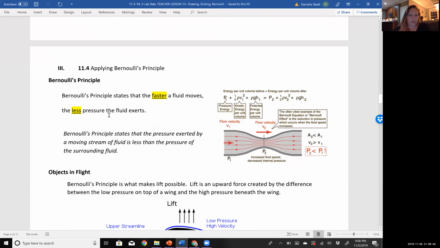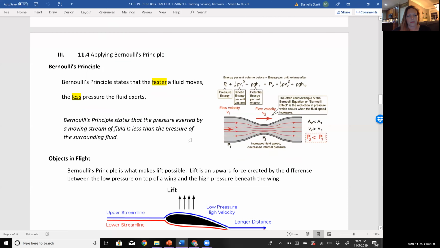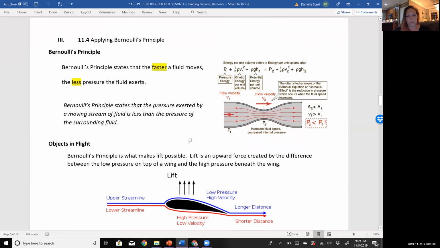Bernoulli's principle. Okay, Bernoulli's principle states that the faster a fluid moves, the less pressure the fluid exerts. This is fancy math, which shows the exact same thing. Bernoulli's principle states that the pressure exerted by a moving stream of fluid is less than the pressure of the surrounding fluid. And it is Bernoulli's principle that makes lift possible.